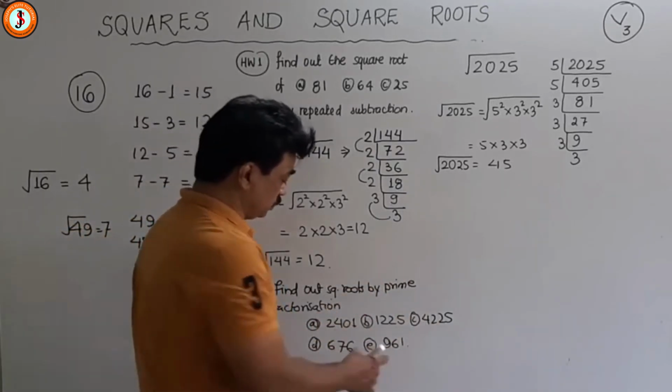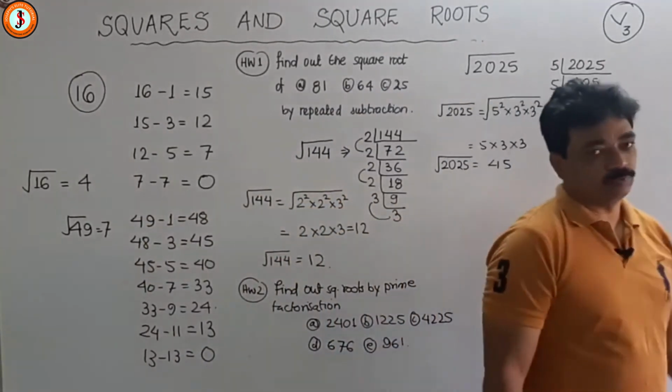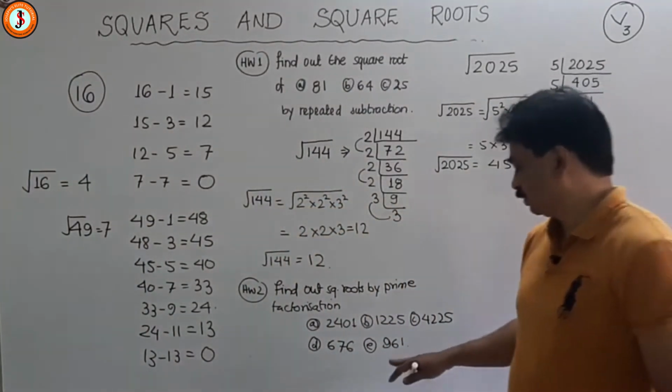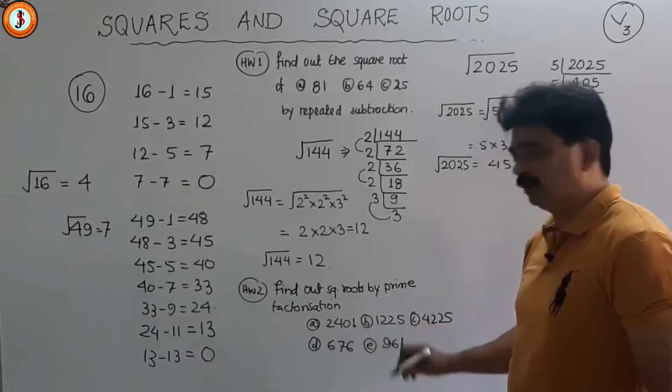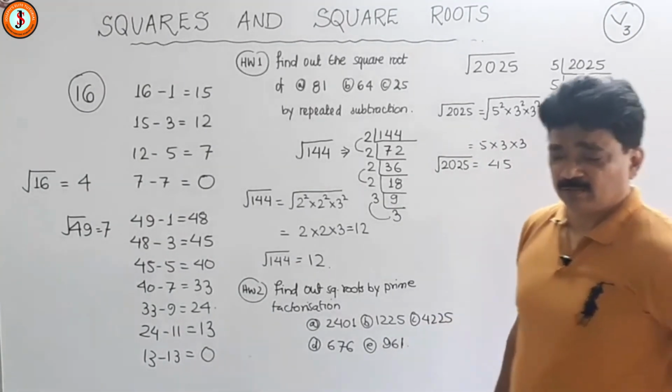And so this is tough. You should know the table, then only you have to find out. You can estimate it's very close to 900. So 900 means 30 into 30. So the next number will be 31.